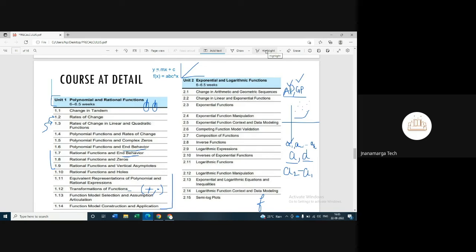We will be studying how the value of an exponential expression changes and how the natural numbers and everything work there. Then we have exponential function context and data modeling, wherein we are going to construct a model for situations involving proportional output values over equal length input value intervals. Moving forward to composition of functions, we are going to evaluate the composition of two or more functions for some given values.